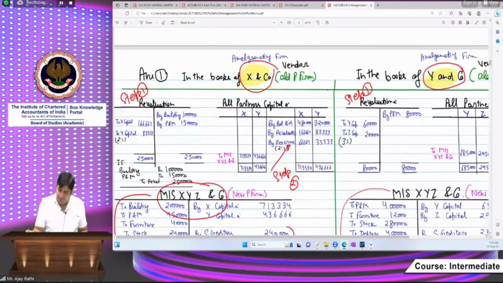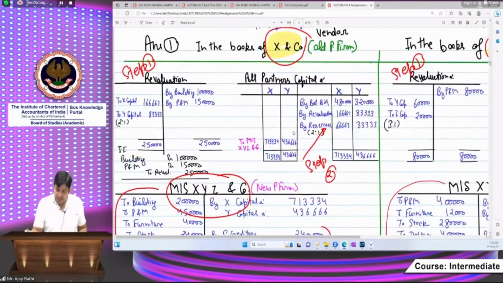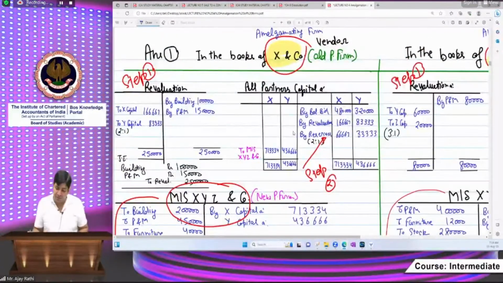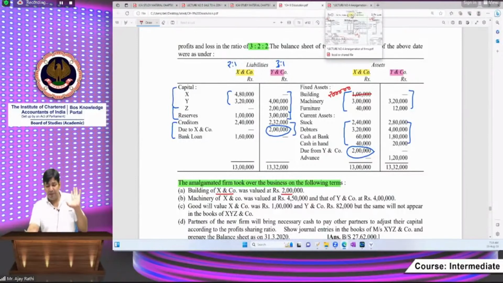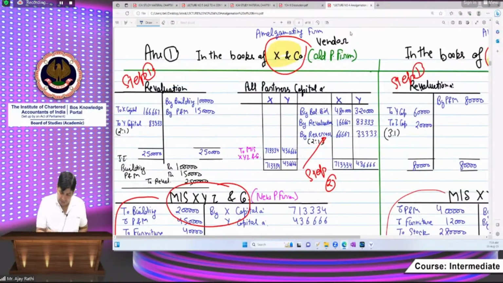Anyways, now step number first is there. What is the step number first? Revaluation. Beta, the question is giving some terms also, that in the books of new firm, these are the terms. But step number first is revaluation. Building of Action company was valued at 2 lakh. Now this is 2 lakh. So can we say here there will be now 2 lakh? It means after being revalued, it will be 2 lakh. It means there will be an entry in the revaluation account. Please tick the entries simultaneously.